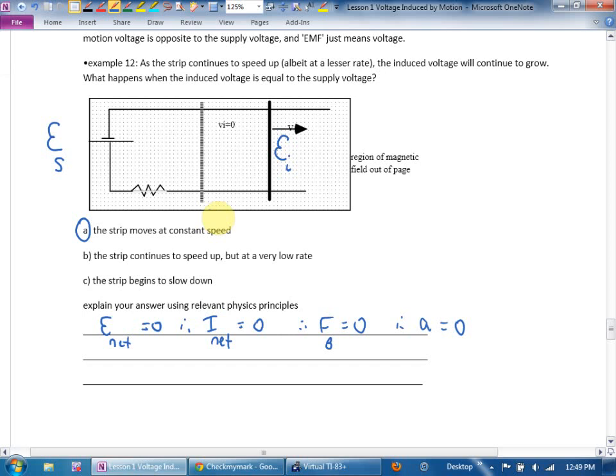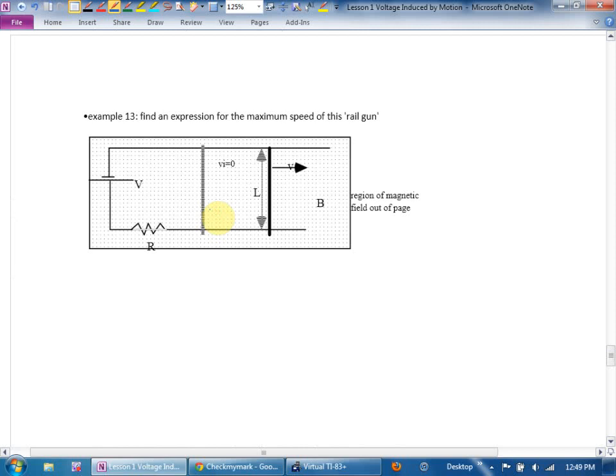It says, find an expression for the maximum speed of this railgun. Okay. V source equals the maximum speed is going to be BL. No, that's wrong, Mr. Dueck. Get the lowercase v by itself. This is why we don't use the two v's in the equation. Let's start getting the v by itself, Madison. It's going to be your source voltage divided by that.